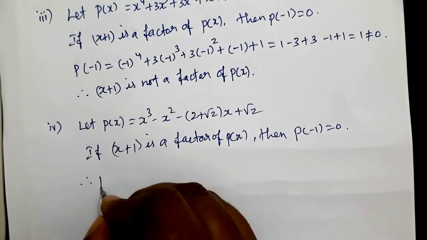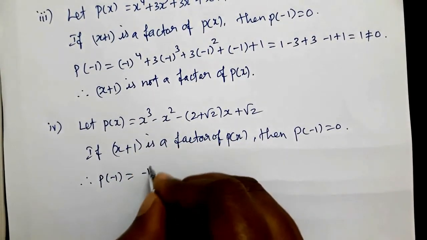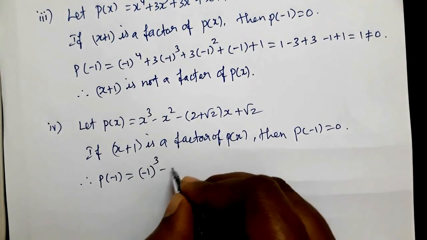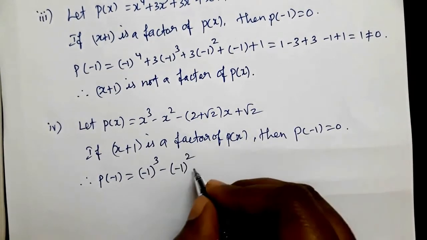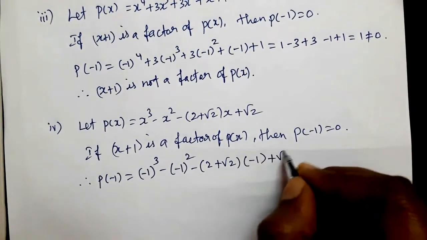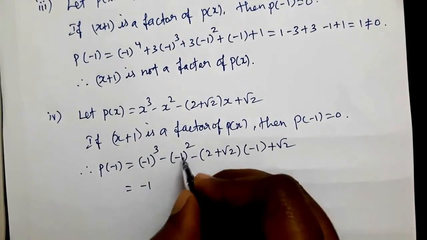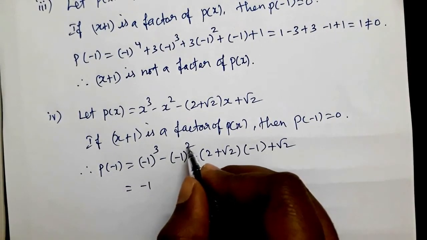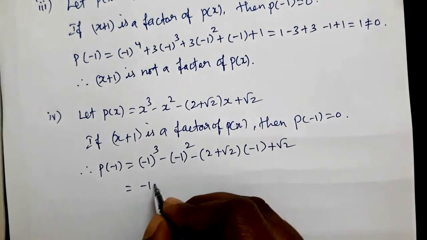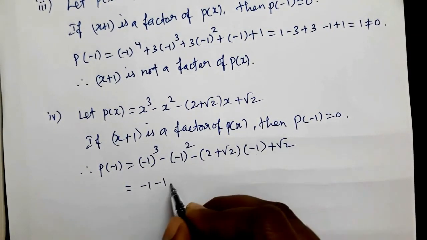Now we can find p of minus 1. Here, instead of x, we can substitute minus 1. We will get minus 1 raised to the power 3, minus of minus 1 raised to the power 2, minus of (2 plus root 2) of minus 1, plus root 2. Simplify: minus 1 raised to the power 3 gives minus 1. Minus 1 raised to the power 2 gives plus 1. 1 into minus 1 gives minus 1. Here minus into minus 1 gives plus.